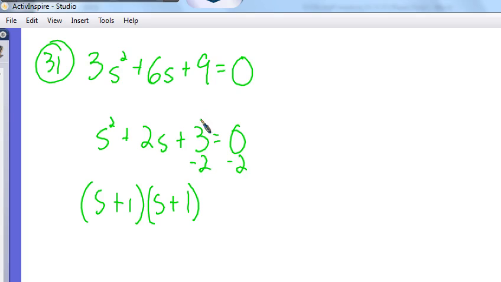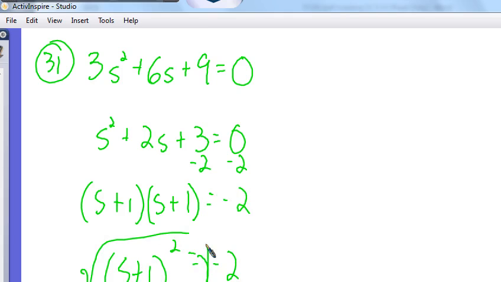So s plus 1 squared equals negative 2. Square root both sides. s plus 1 equals whatever, plus or minus. What's the square root of negative 2? i square root of 2. Whenever you have the square root of a negative number, you can always just write i, because what is i? Square root of negative 1. So i times the square root of the positive number, and then simplify that to the square root if possible. We want s to be by itself, and so the last thing we do is subtract 1. Negative 1 plus or minus i root 2.